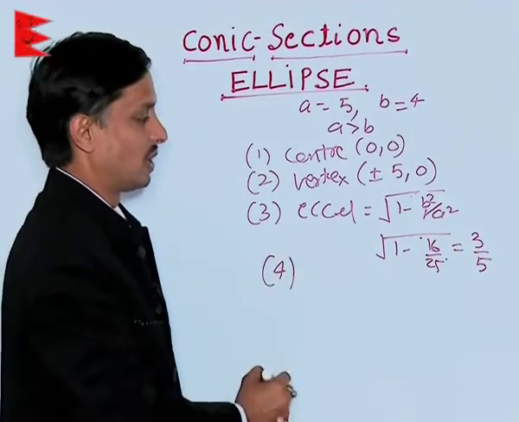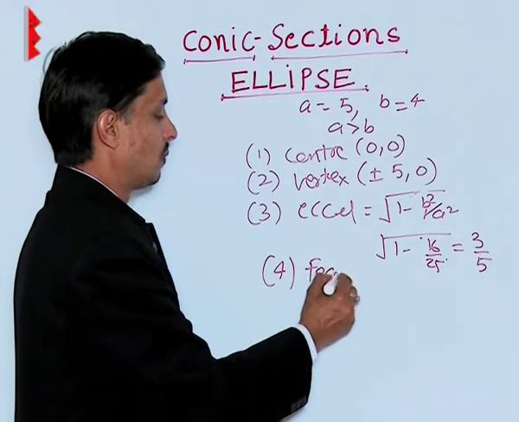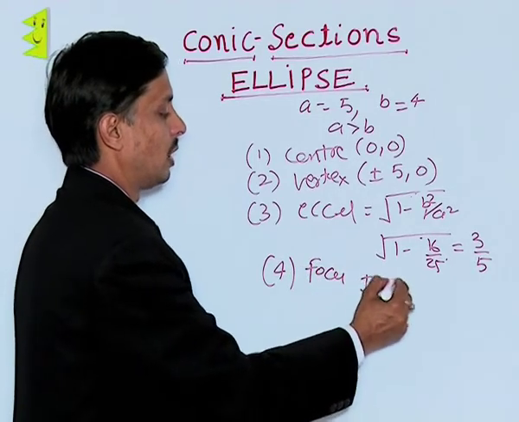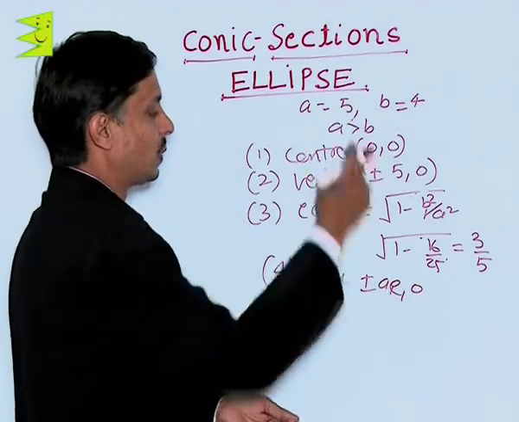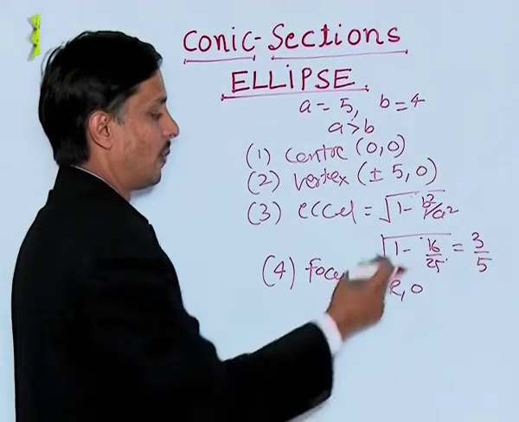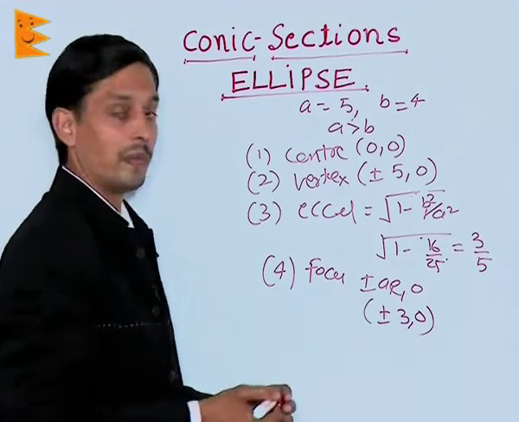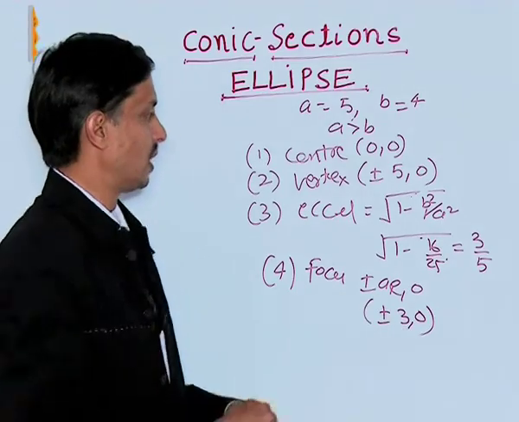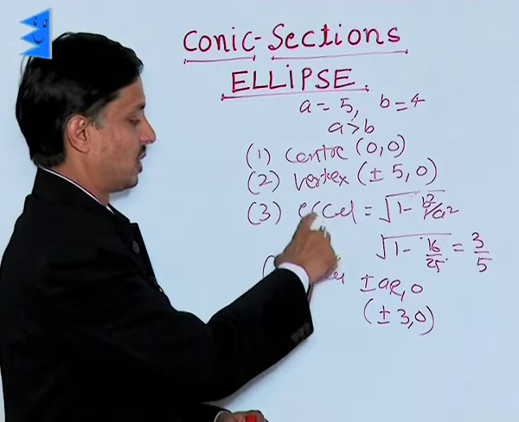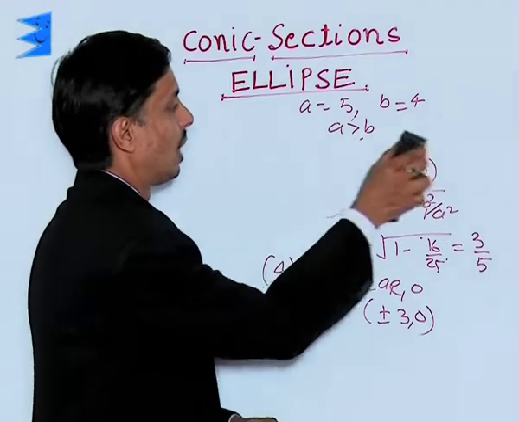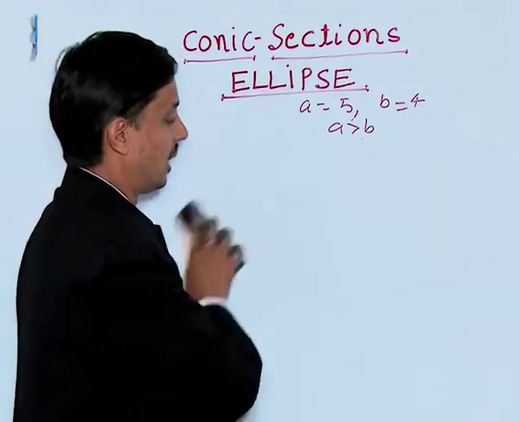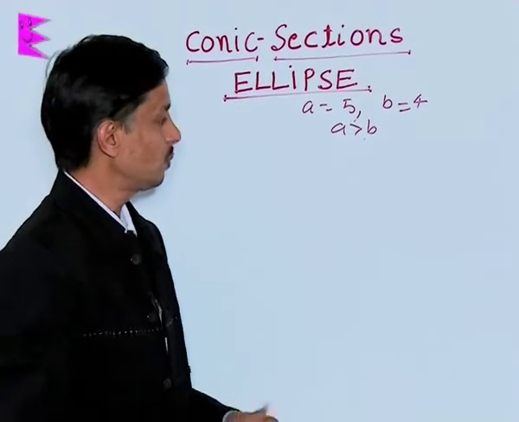Then the fourth information, that is the foci. Foci is plus minus ae, 0. a is 5, e is 3 by 5. So this becomes plus minus 3, 0, the coordinates of the foci. Center, vertex, eccentricity, foci. Now I would like to tell you its length of latus rectum.